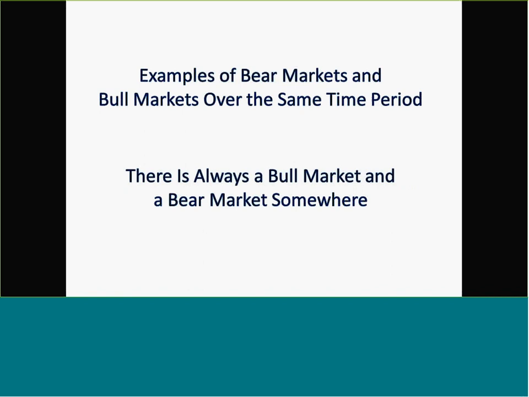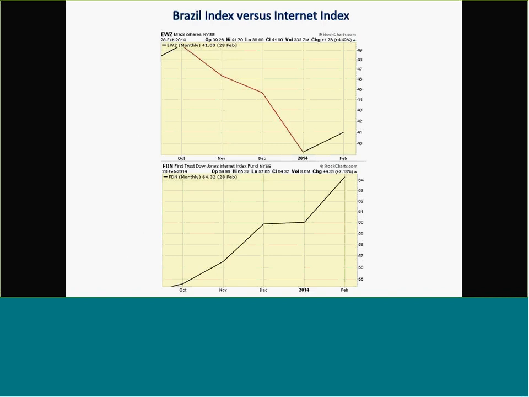And I wanted to show you, I took these snapshots over many years, and what I'm showing is there's always a bull market and a bear market over the same time period. So what I'm going to be showing you is daily price charts of different markets over the same time period, and you can clearly see that some markets are in bullish mode and some are in bearish mode.